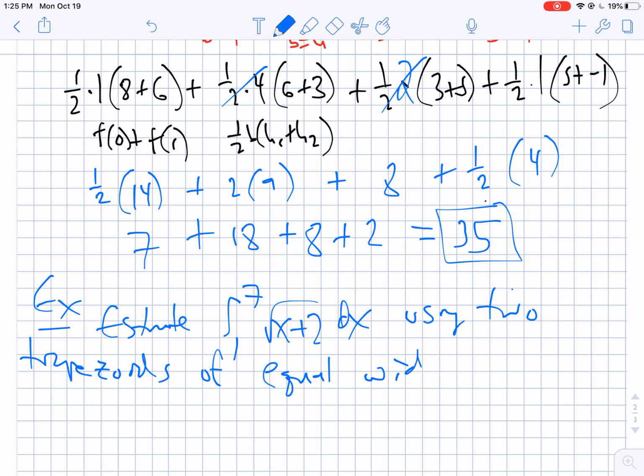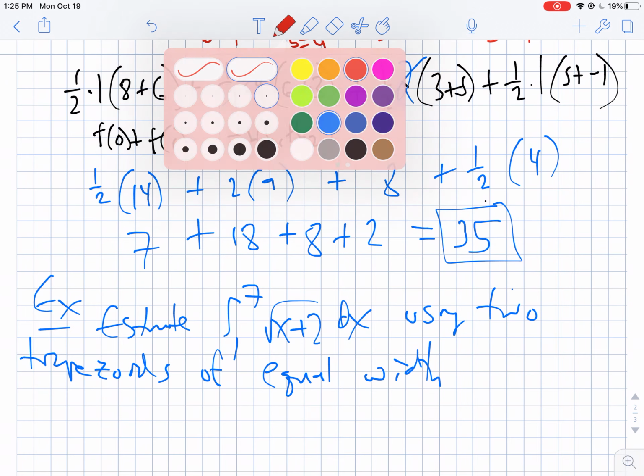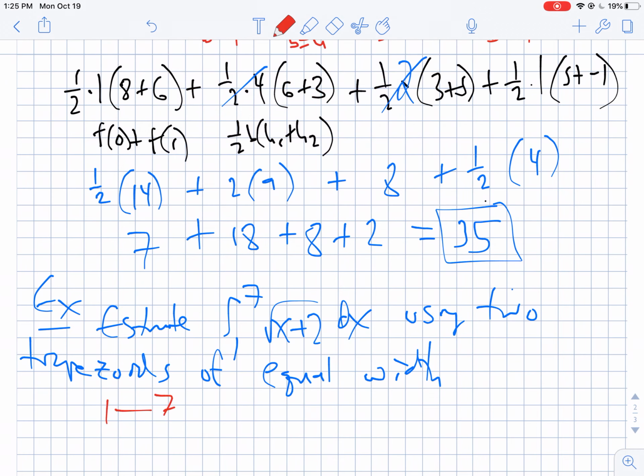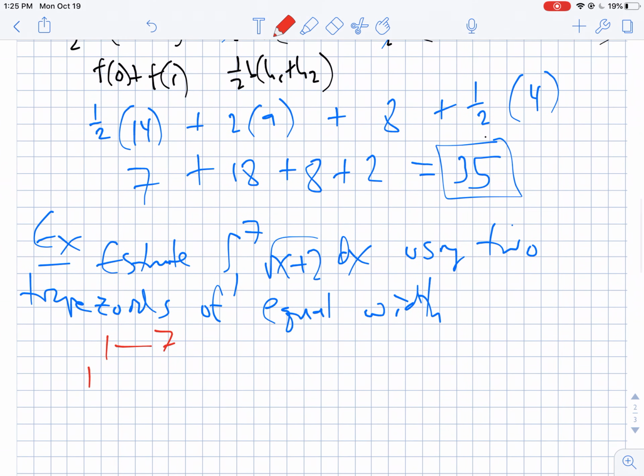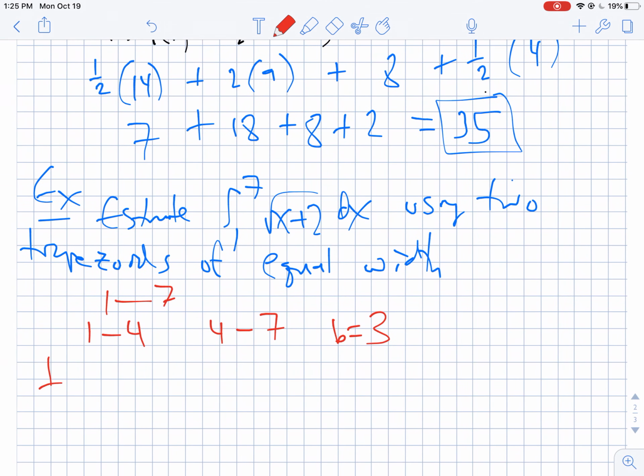Okay, so let's work with this. We're trying to go from 1 to 7. So with 2 trapezoids, that has a width of 6. So the middle of that is 4. So we're going 1 to 4 and 4 to 7. So each of those has a base of 3. So now I'm working this out. I have 1/2 times the base of 3, and then I do f of 1 plus f of 4. I use the height of the two endpoints added.